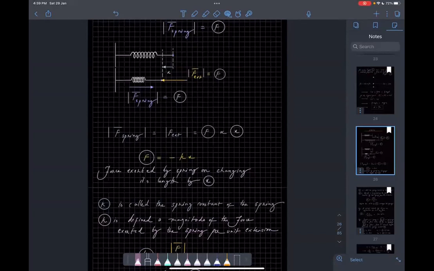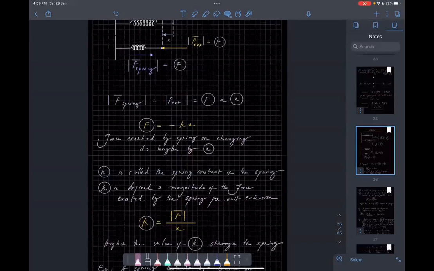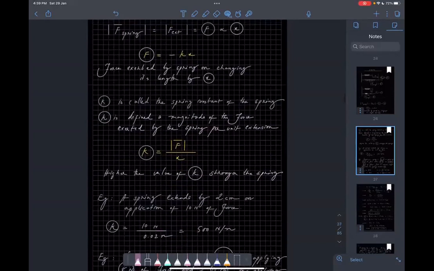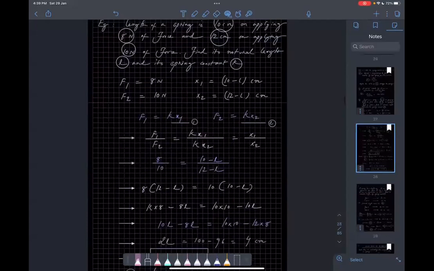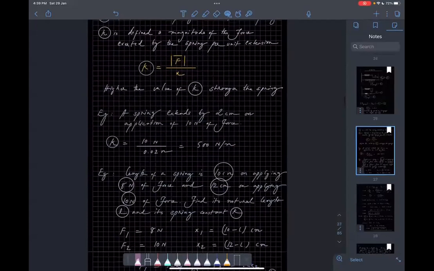And the more you pull, the more it will oppose. The less you pull, the less it will oppose. That means force is proportional to x. So that minus sign will come, and the proportionality constant is k. Clear? So based on this, you can do one problem.